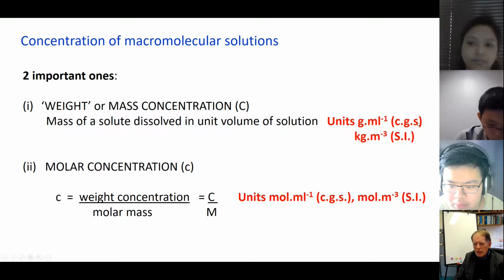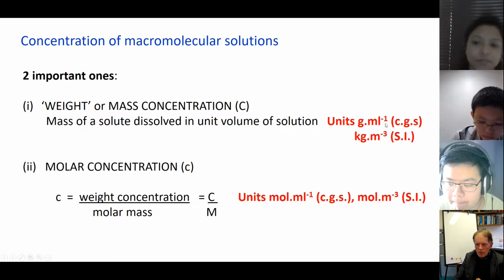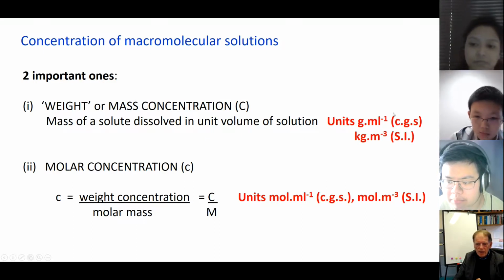So we tend to use the CGS, centimeter gram second system, and the units there are grams per centimeter cubed or grams per mil. A mil is the same as a centimeter cubed. That's, if you like, the common concentration units, the mass of solute dissolved in unit volume of solution.